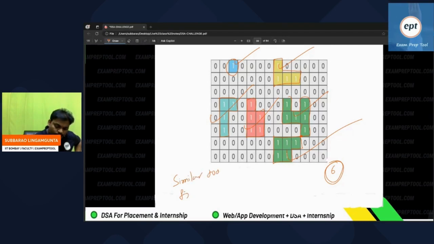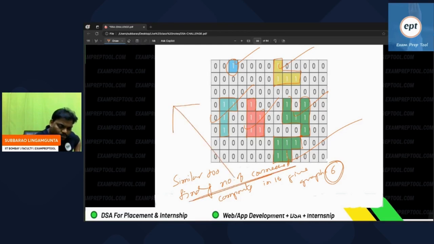Finding number of connected components in the given graph. And one more way to find the number of connected components. For this purpose, you can use BFT, breadth first traversal, or DFT also. You can use any one, whatever you feel you can use.